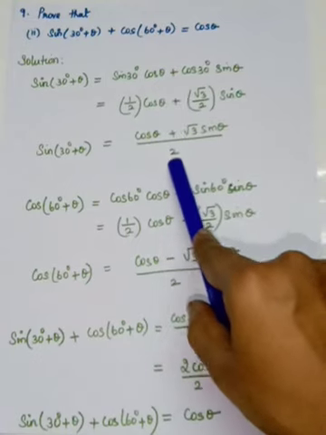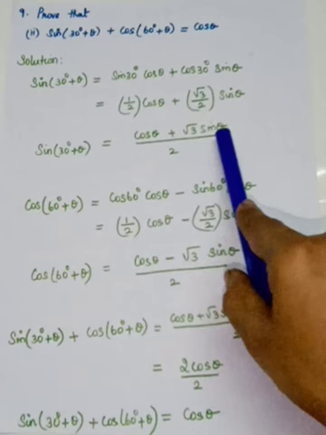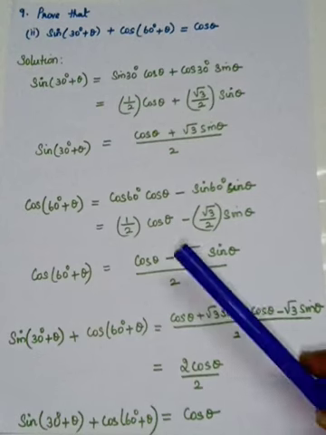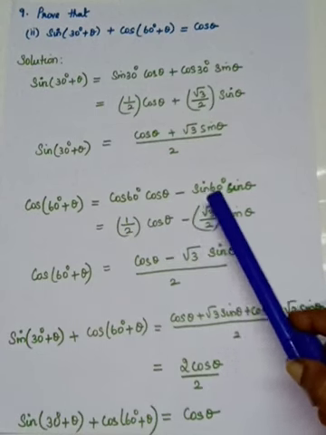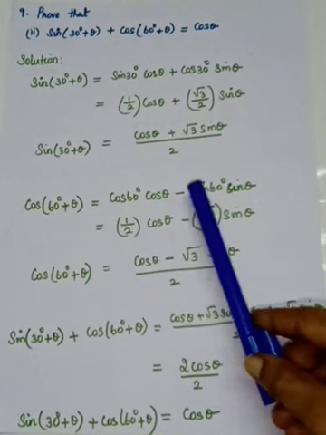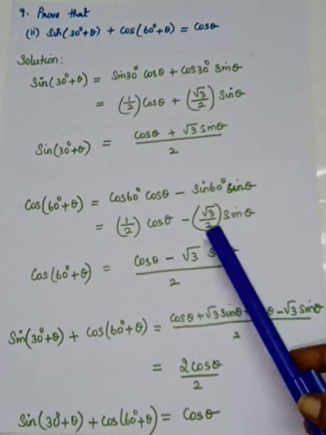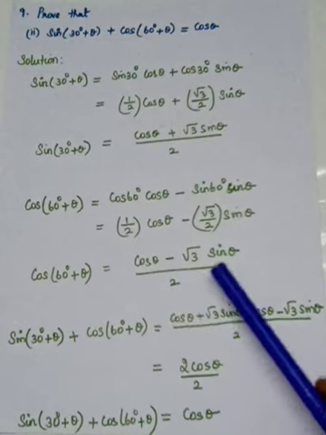So 2 is the LCM. The numerator is cos theta plus root 3 into sin theta. So the first term we have found. Take the second term, cos(60 degrees + theta). It is in the form of cos(alpha + beta), and the formula is cos alpha cos beta minus sin alpha sin beta. Again the values are substituted: cos 60 degrees is 1 by 2, sin 60 degrees is root 3 by 2. If you simplify, cos(60 degrees + theta) is this.